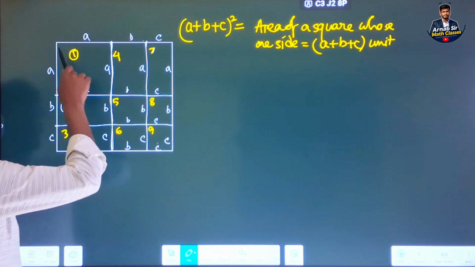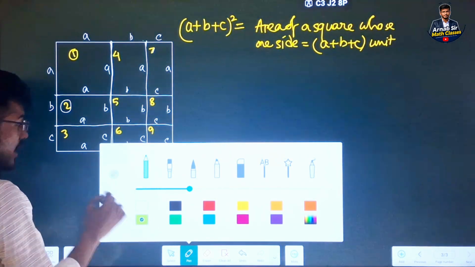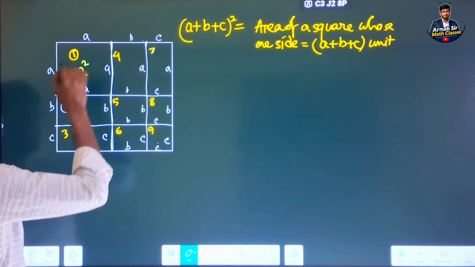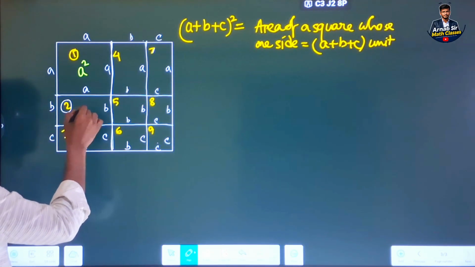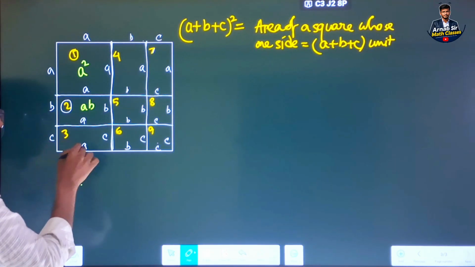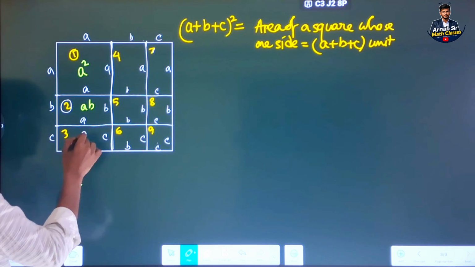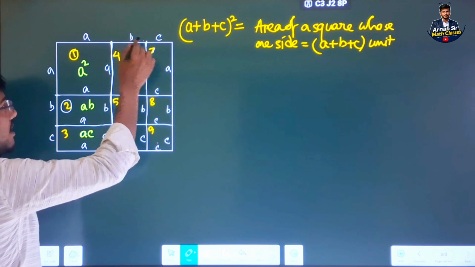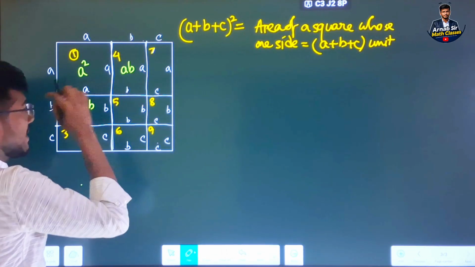So at first, if 4 sides are equal, obviously it is a square. Yes or no? Now my task is to write the area of this portion. It is a square. What is the area of this rectangle? Length a, breadth b. That means ab. What is the area of this rectangle? Length a, breadth c. It is ac. Clear? Next, the area is ab, because the length is a and breadth is b.